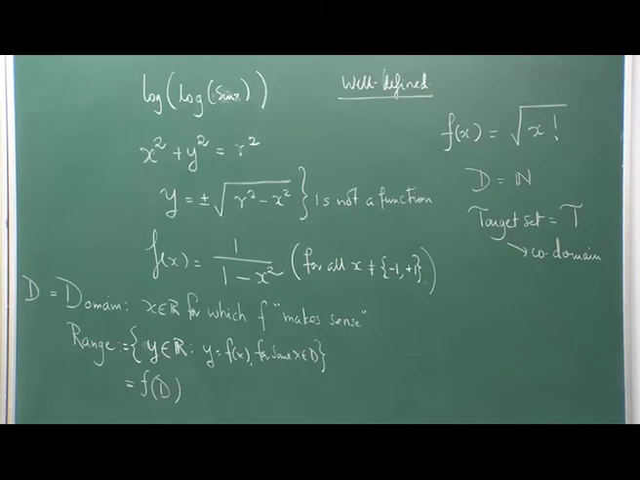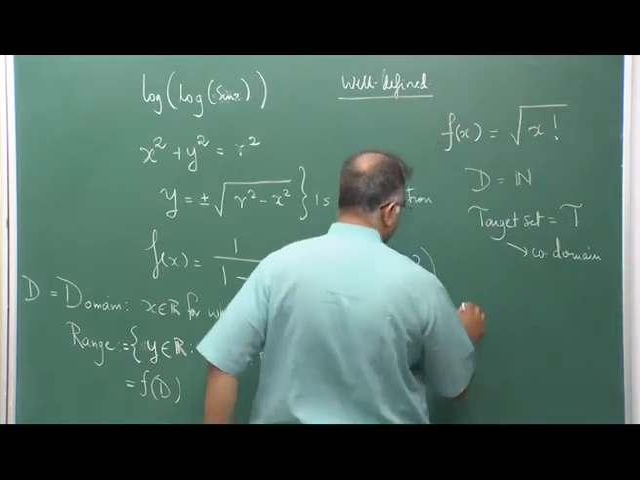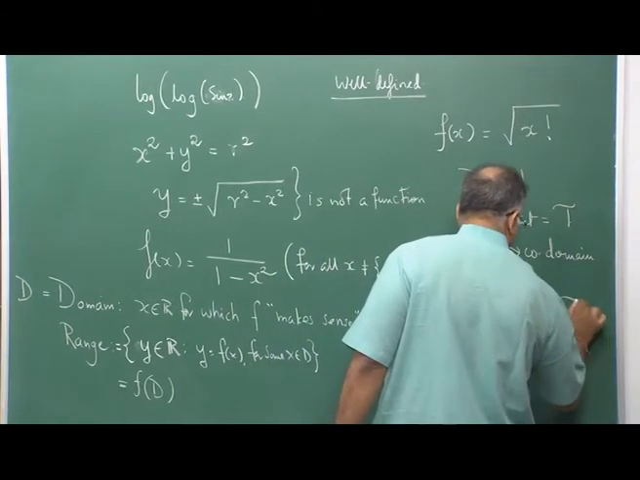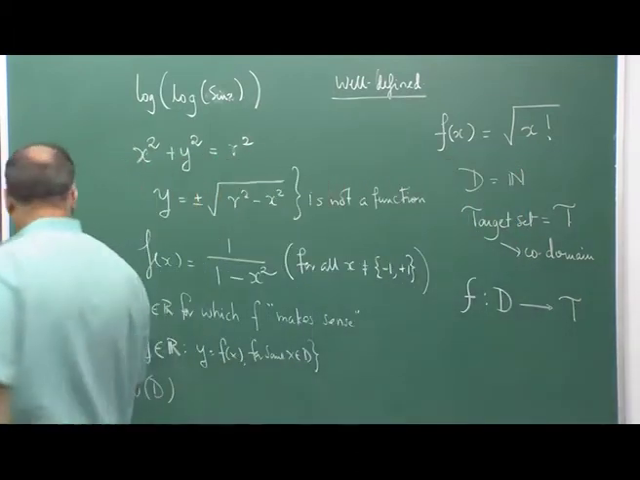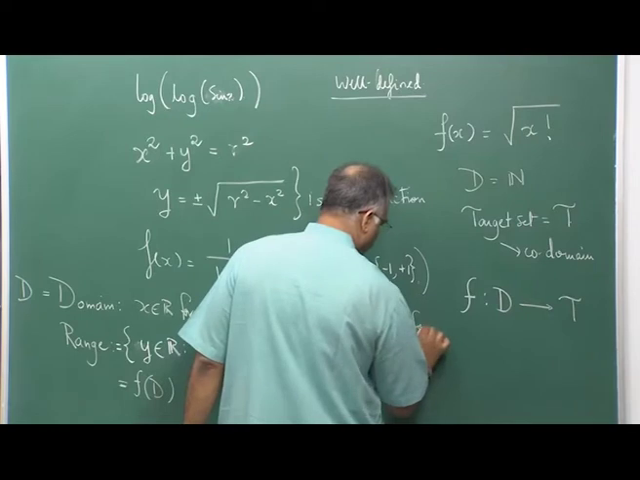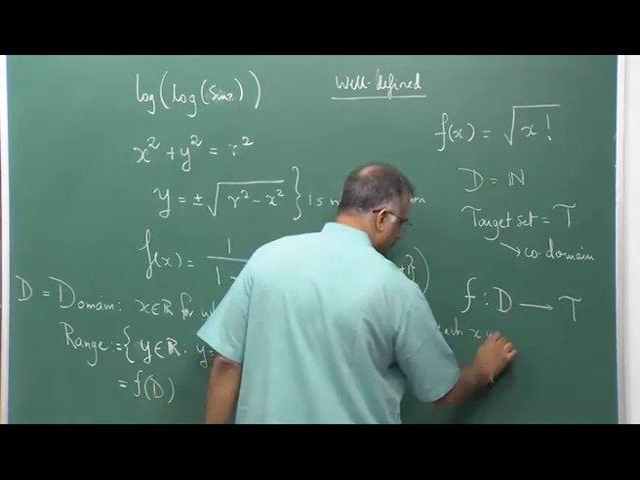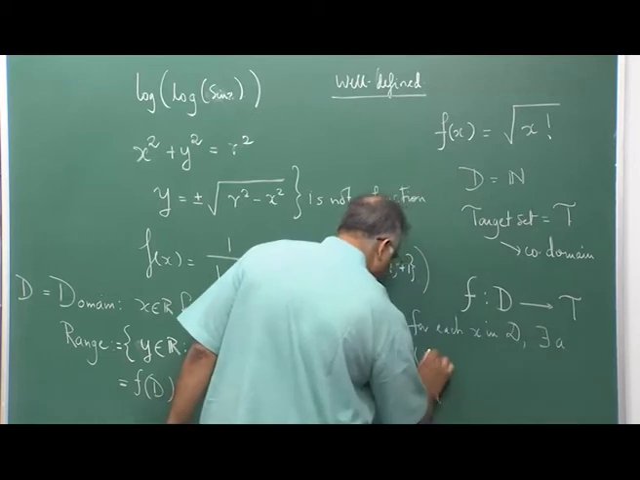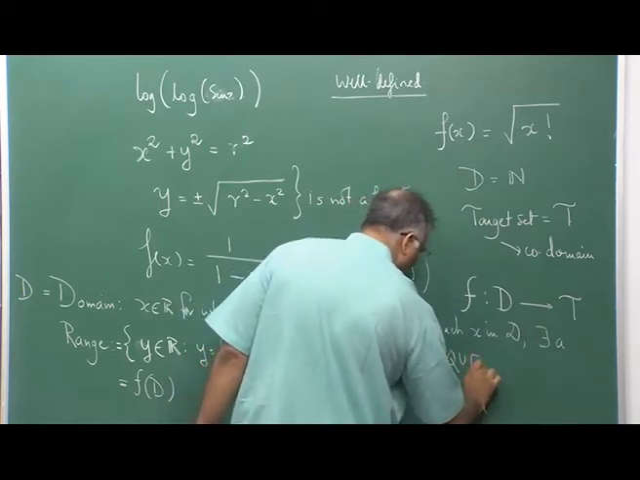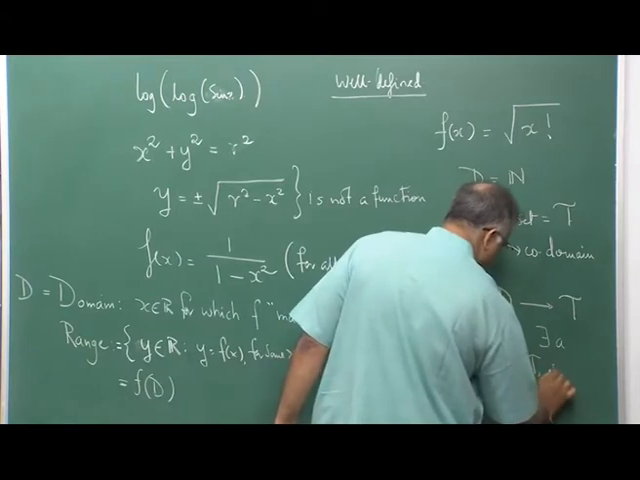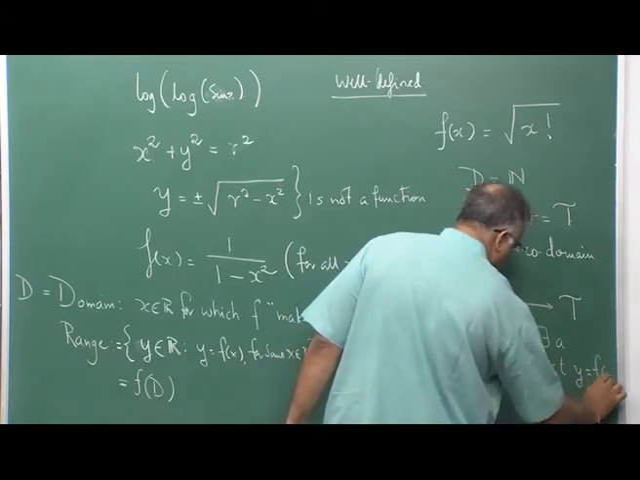The interesting feature here is the following: in general, when you define a function, you can define a function from a subset D of R to another subset T, and the central idea is the following, that for each x in D there exists a UNIQUE y in T such that y is f(x).